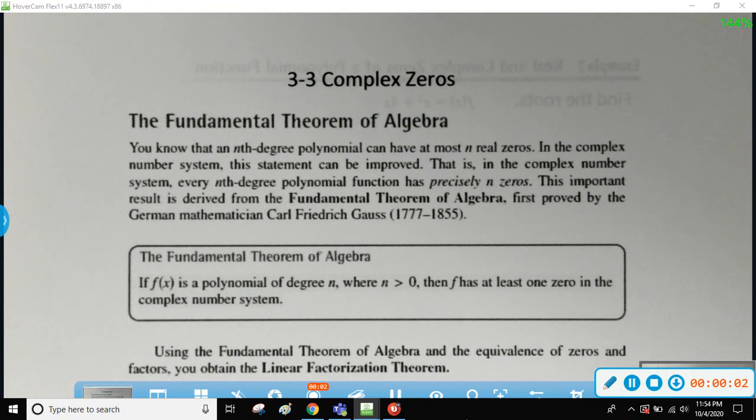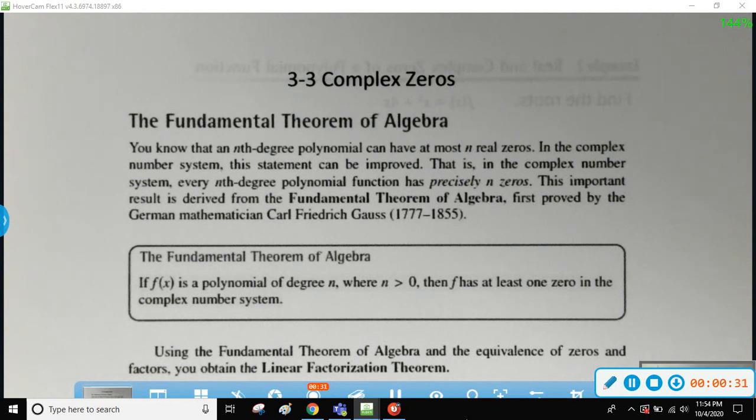Okay, in this section 3-3 we are talking about complex roots of polynomials. And so up to this point, what we have discussed is that an nth degree polynomial can have at most n real zeros. So think about a quadratic, a second degree polynomial that has a parabola, a U-shaped curve. And so what we've said is if that quadratic crosses the x-axis at 2 points, it's got 2 zeros.